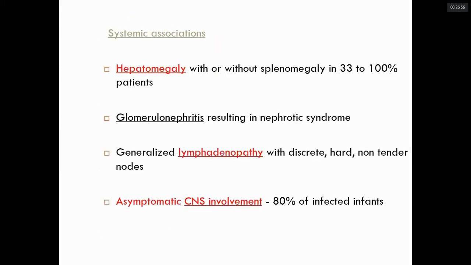In systemic association, there can be hepatomegaly. Hepatomegaly with or without splenomegaly is seen in 33 to 100% of patients. There can be glomerulonephritis and generalized lymphadenopathy, which is usually discrete, hard, and non-tender. And there can be asymptomatic CNS involvement in 80% of the infected infants.